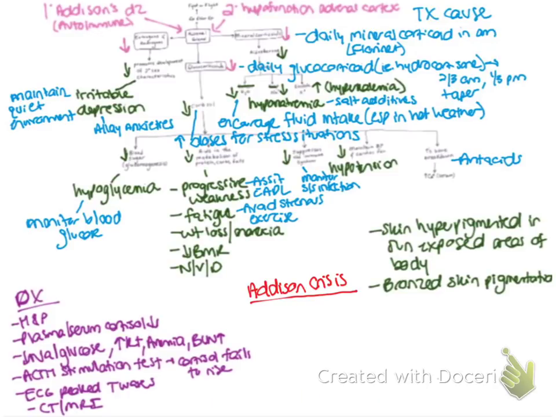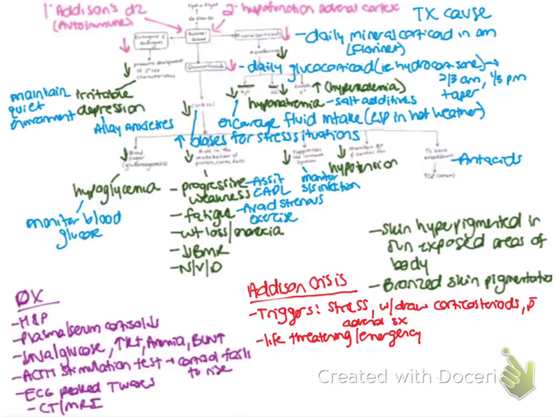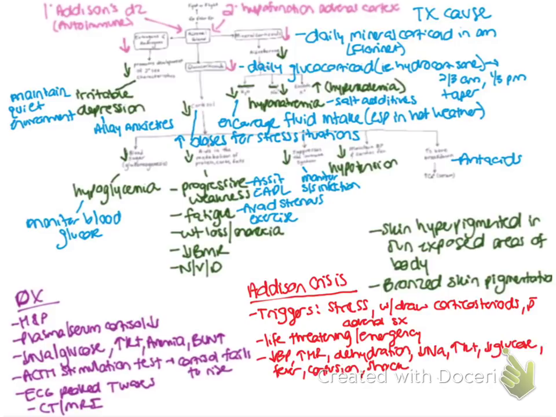We worry about an Addisonian crisis, and that's triggered by anything that causes stress. So infection, surgery, trauma, hemorrhage, psychological stress, anything that stresses them out, or a sudden withdrawal of corticosteroids, or adrenal surgery, can trigger this life-threatening emergency situation. And basically what happens is that all the clinical manifestations are hypermagnified.